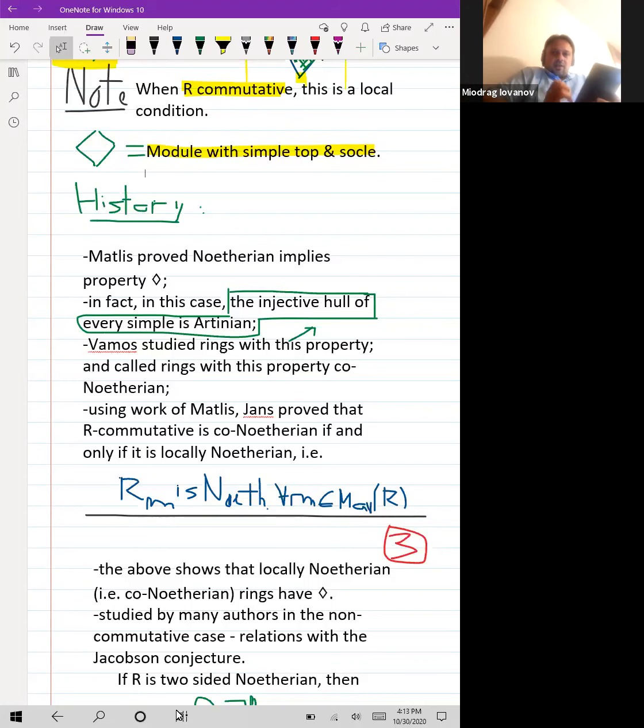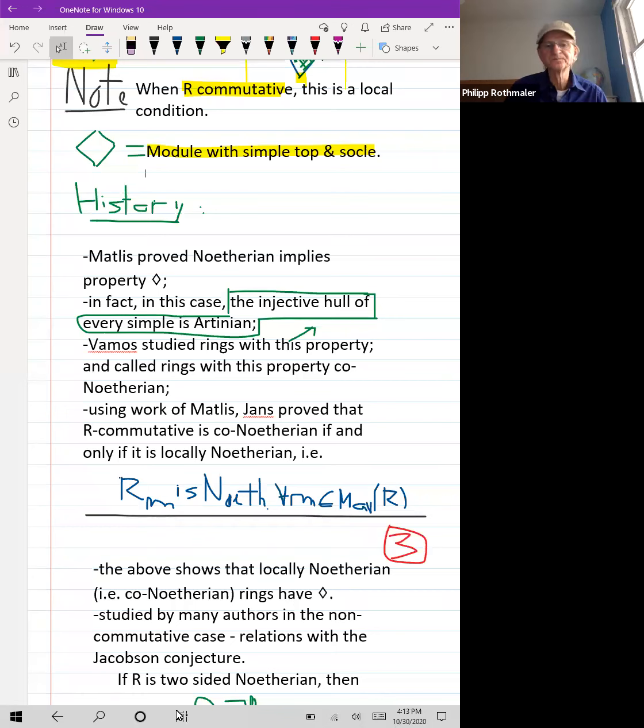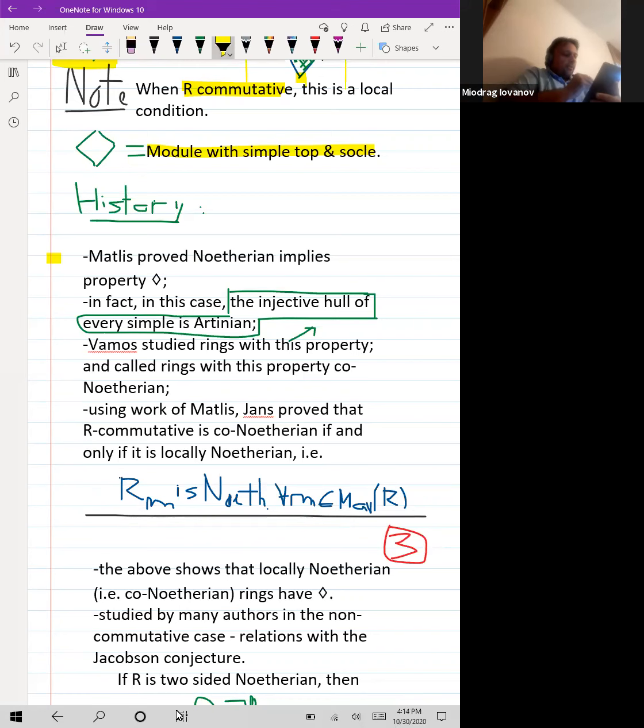So here's the thing. I'm going to say something which I think is very interesting. Right now, I'm saying let's consider that the ring is commutative. So I'm already saying R is commutative. I'm going to say a little bit about the history of the non-commutative case, but I should have stated this more clearly. So right here, I have a commutative ring. Matlis proved that Noetherian implies property diamond for commutative rings. And as Philip was saying, we can define the left property diamond and the right property diamond for a ring. For commutative rings, Noetherian implies property diamond, but even more.